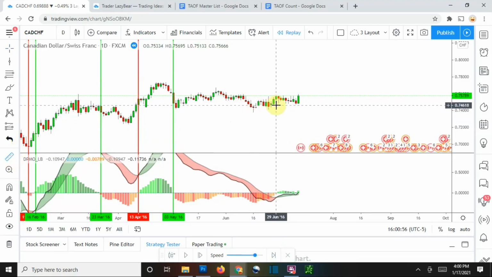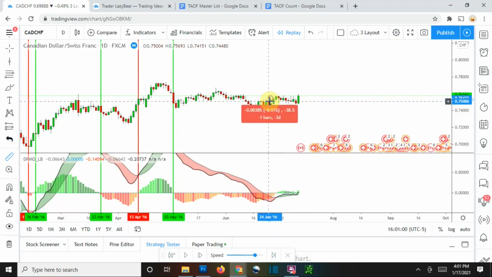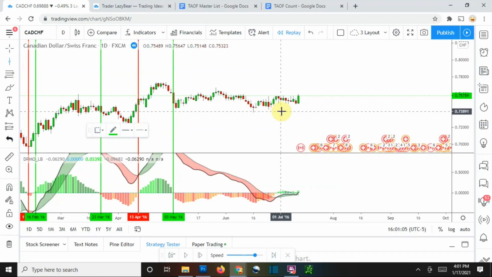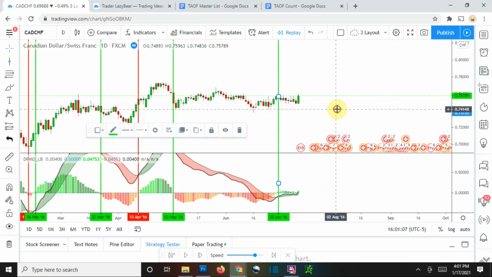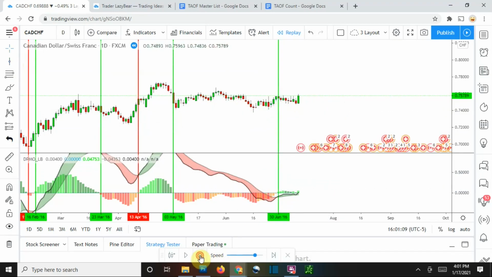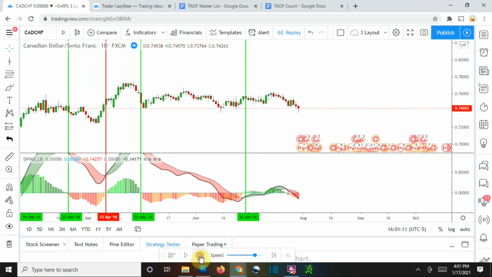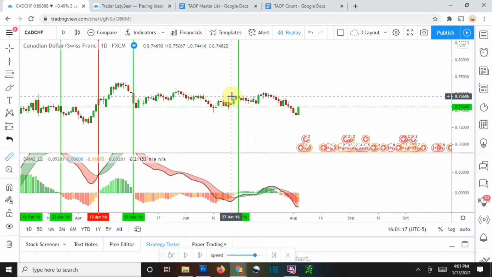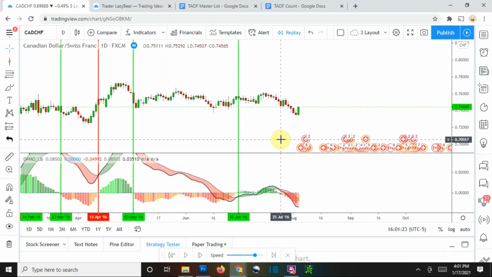Let's see. We get to right there, long side, takes place right there, and not sure if we got to take profit. We did, it was close, but we barely were able to squeeze out the take profit.